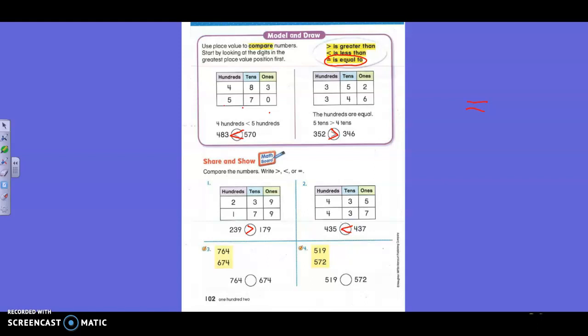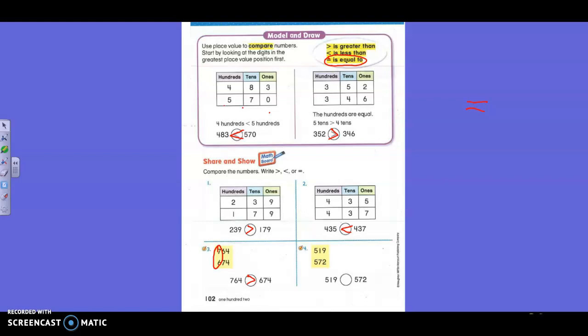Okay. Now, they're not in a chart. They're just numbers written there on number 3. We still look at the hundreds first. Look at the hundreds place. Does that tell us which one's bigger? Yes. What number is bigger? 7. So you need to eat 764 because 7 is bigger than 6. Does this make sense? Yes.